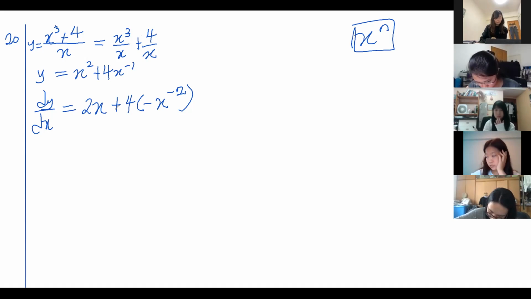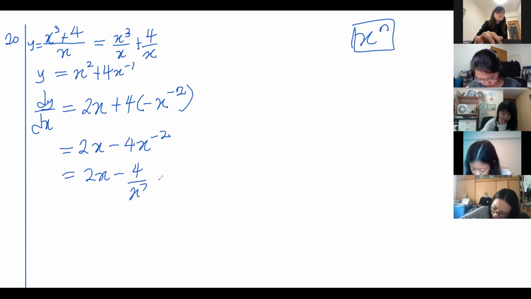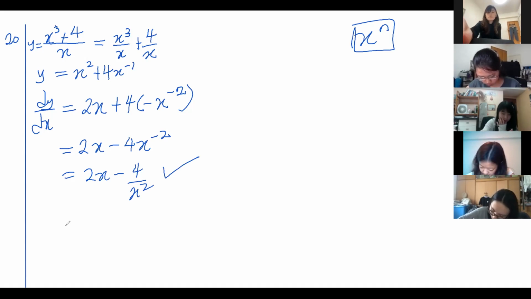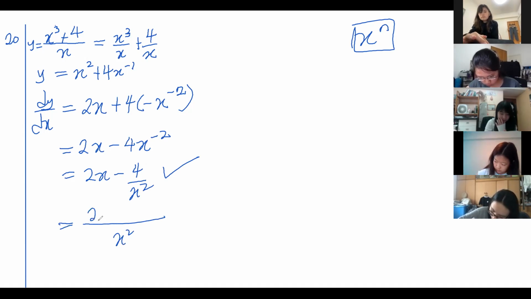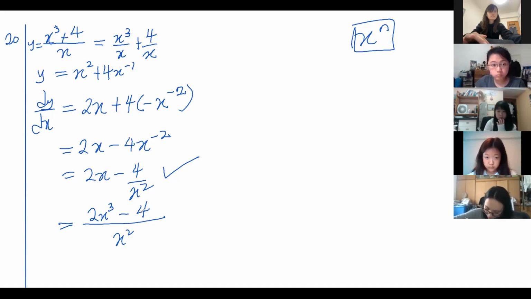Yes. All right. So with this now, I have 2x minus 4x to the power minus 2. So I can rewrite it back the way it was before. I can stop here, or I can merge it as a single fraction because the question was a single fraction. Something like that. Those of you that have done it, please confirm if this is what you got.